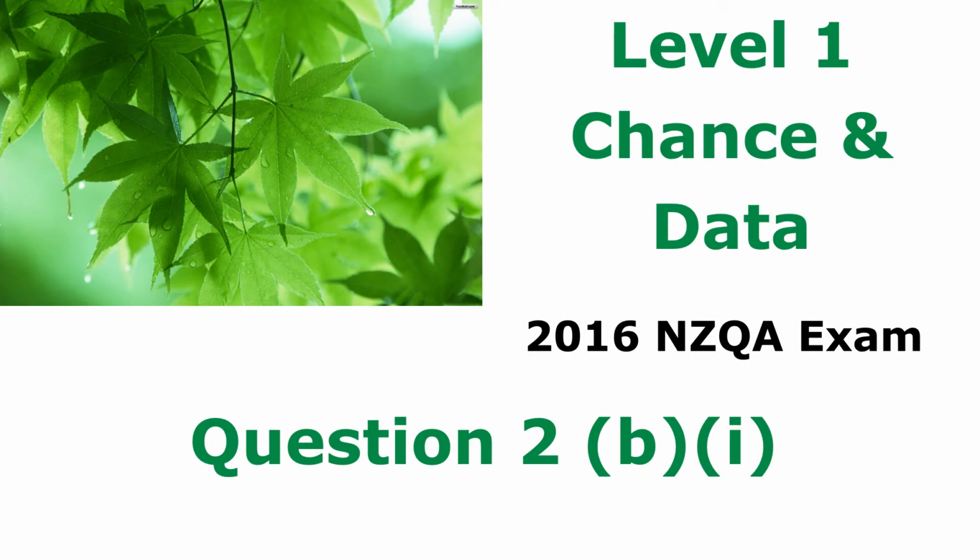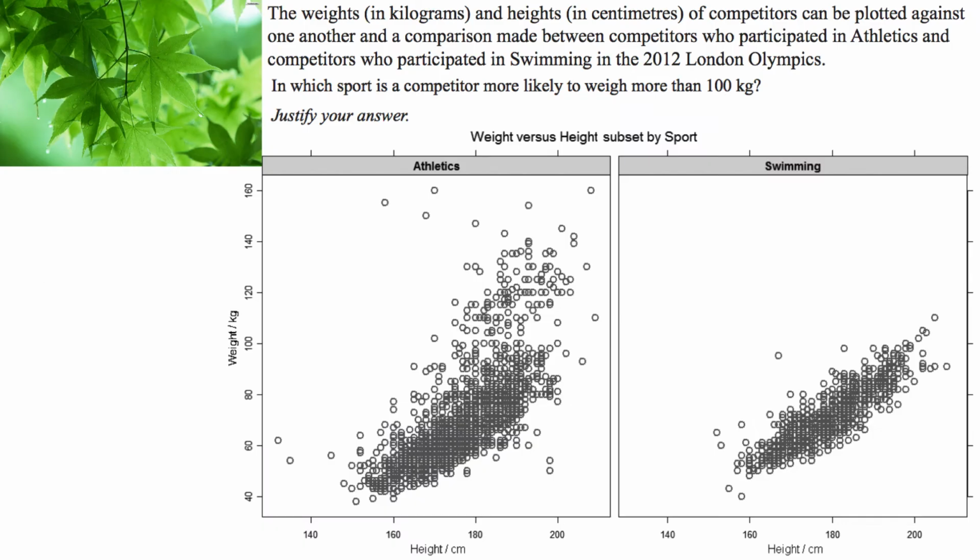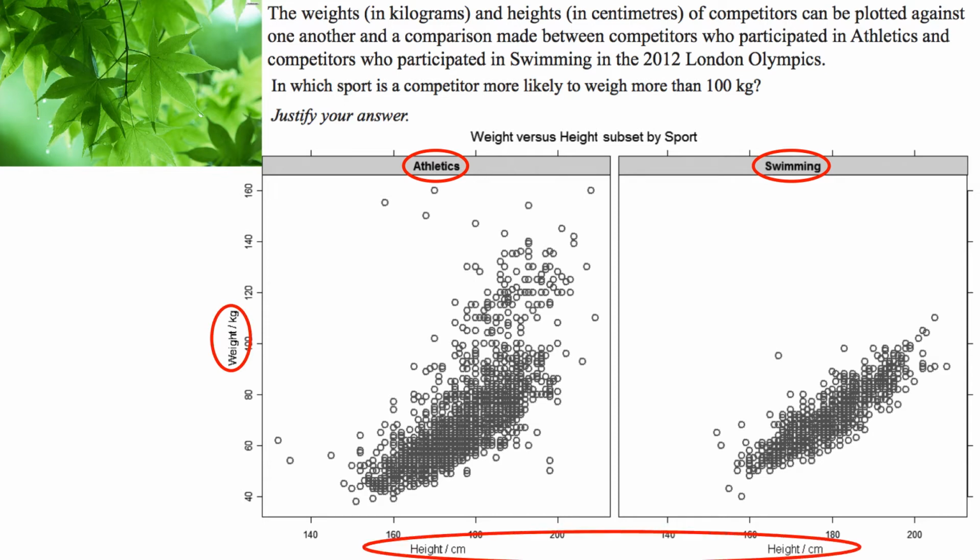Here is question 2b, part 1. So we've got some information here about weights and heights of competitors. If we have a look at the graph, we've got athletics competitors on the left and we've got swimmers on the right. We are comparing the weight versus their heights.